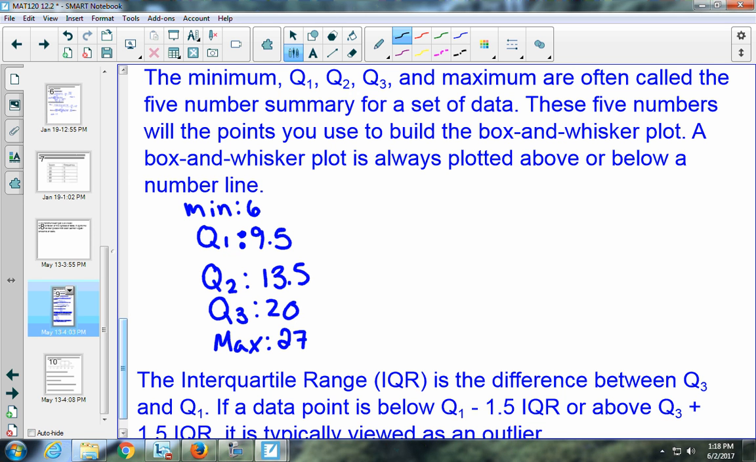A box and whisker plot always has to be plotted above or below a number line. So I'm going to start by drawing a number line. I need to make sure that all of these numbers, from my minimum 6 up to my maximum 27, fit. So I'm going to go from 0 to 30. I'm going to count by 5s, just to kind of spread everything out a little bit.